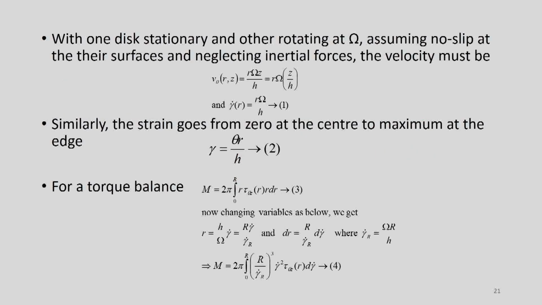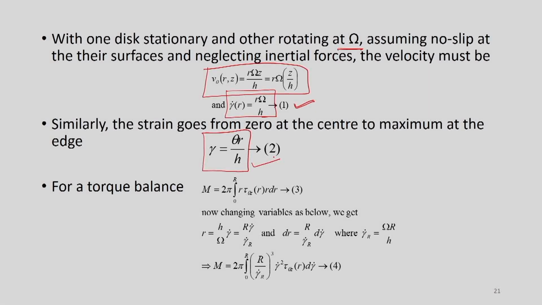With one disc stationary and the other rotating at omega, assuming no slip at either surface and neglecting inertial forces, the velocity profile would be linear, as shown here: v theta equals r omega z by h. The corresponding shear rate expression is r omega by h. Similarly, strain goes from 0 at the center to a maximum at the edge, so gamma is theta r by h. So we have the expressions for the shear rate and the shear strain.